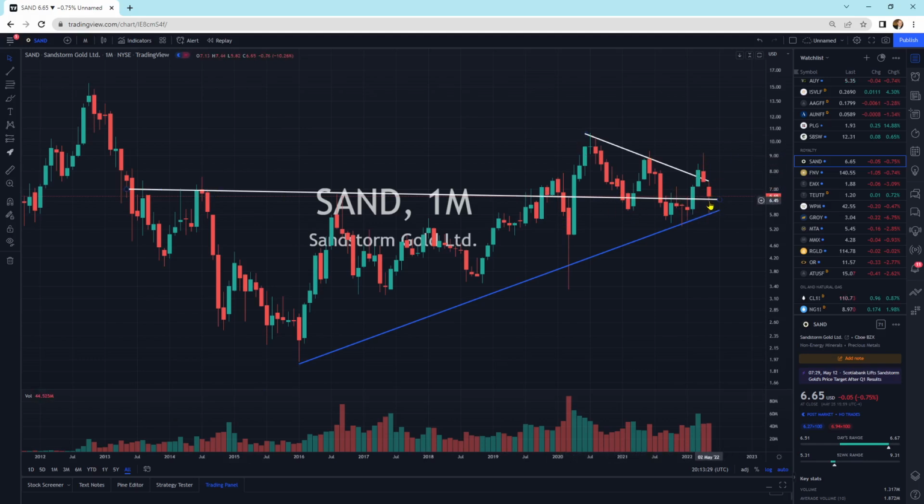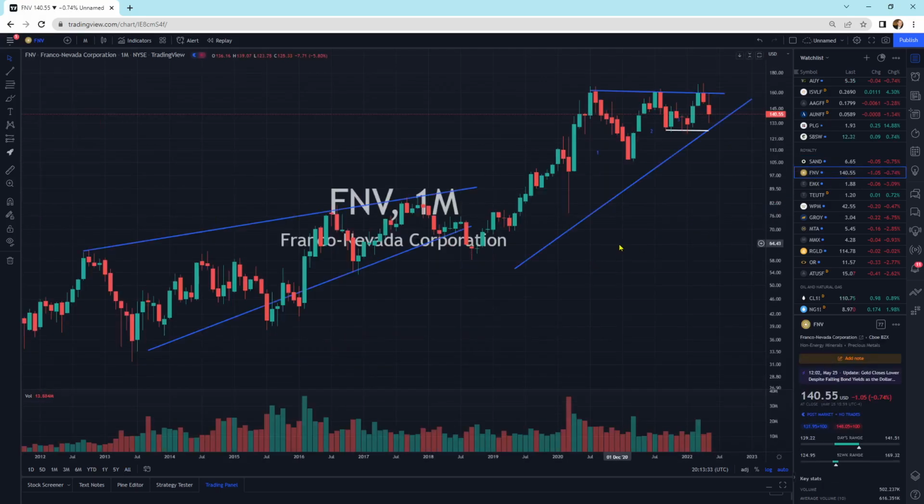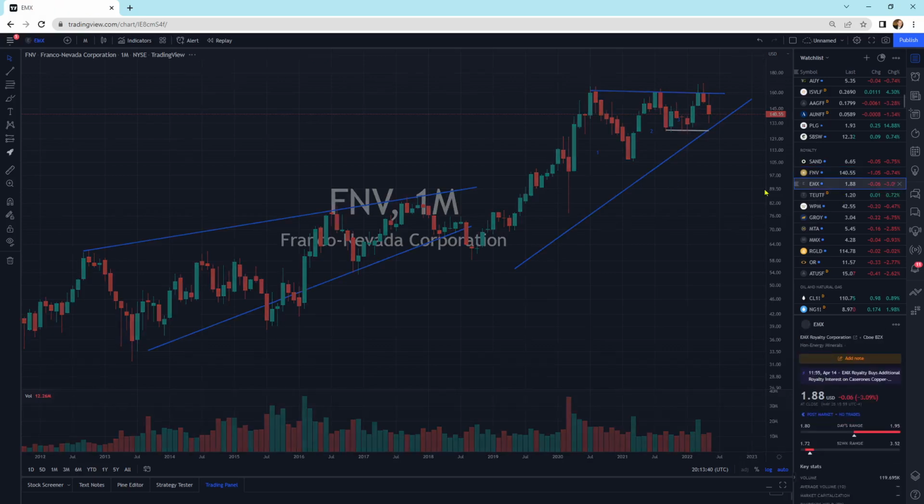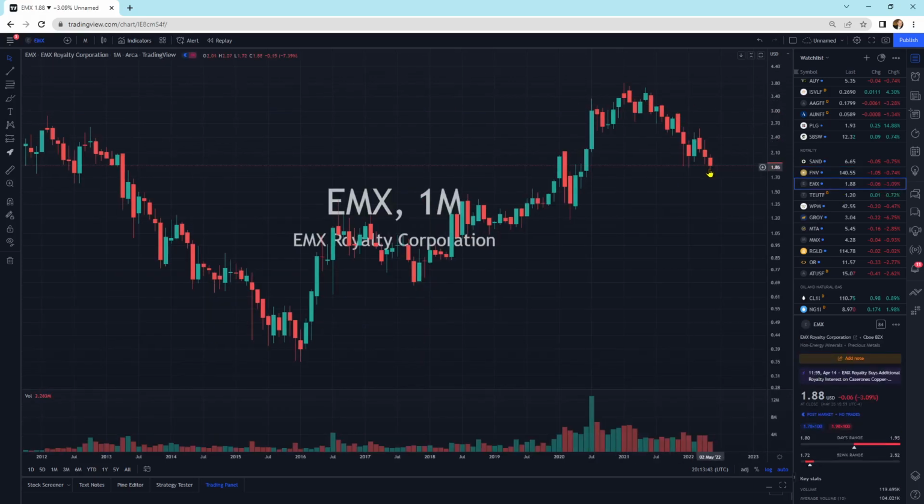This is a nice big hammer pattern. I think it looks excellent here. Looks excellent. Franco-Nevada, another one that looks really good. It's just coming to the tip. Once we break the tip will be broken, and we head on up. EMX, slightly coming on back.